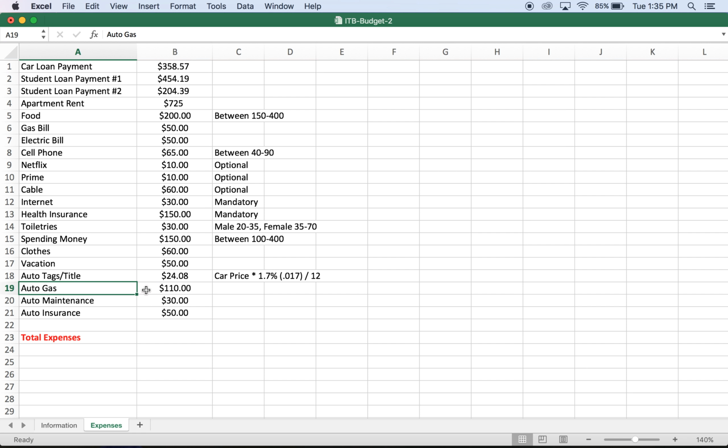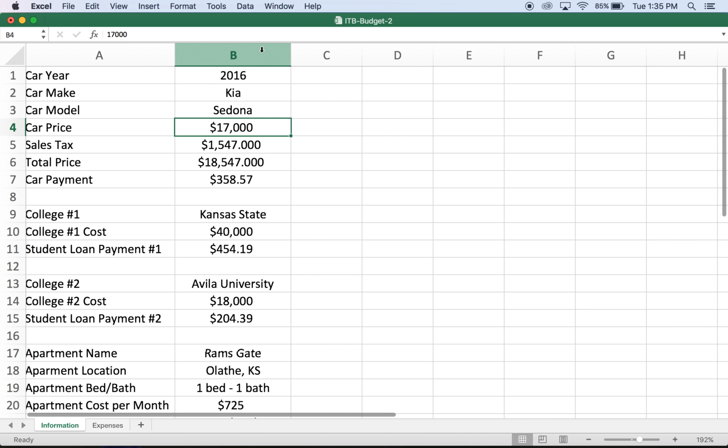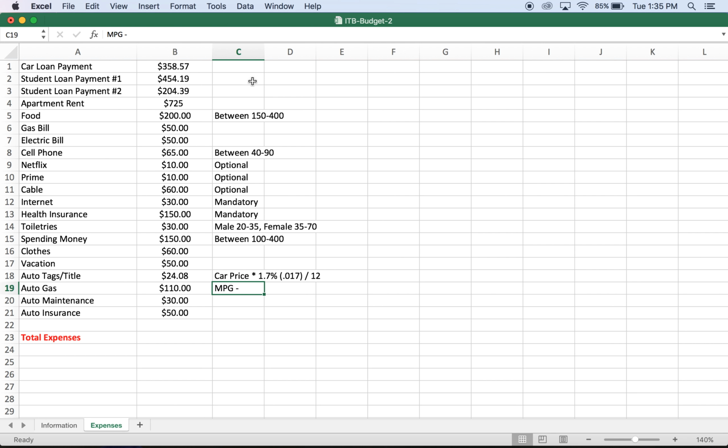All right, next one up is automotive gas. So we have to come up with our miles per gallon for our vehicle. I have a Kia Sedona 2016, so I'll Google Kia Sedona 2016. I actually already did that. It gives me 2 numbers. It gives me a city number, and it gives me a highway number, right? 20 and 30.